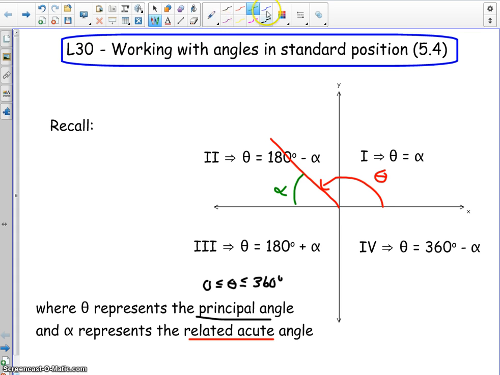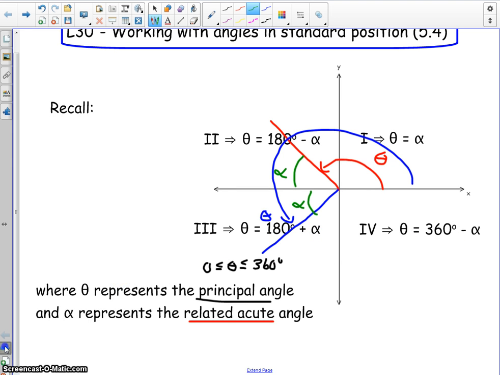If you're looking at quadrant 3 with a different angle, here this would be your theta. Okay, and you have a related acute angle again here with the nearest x-axis. So if you did 180 degrees plus alpha, you then get theta. So again, if you know these relationships, you can easily solve for alpha if you need it.